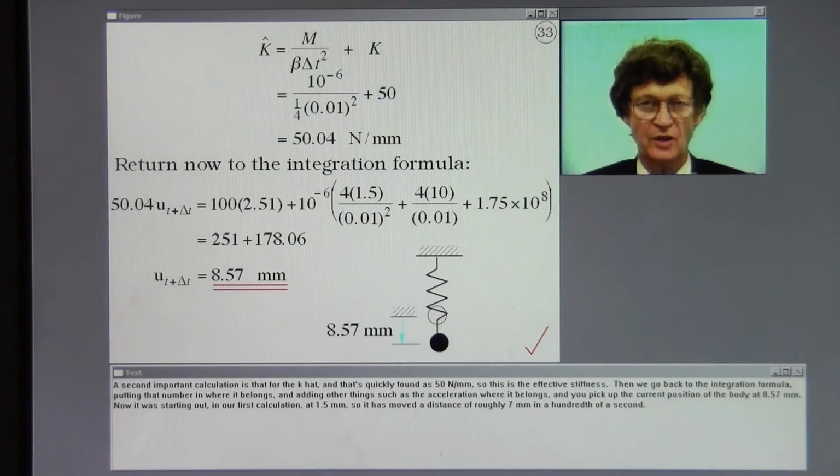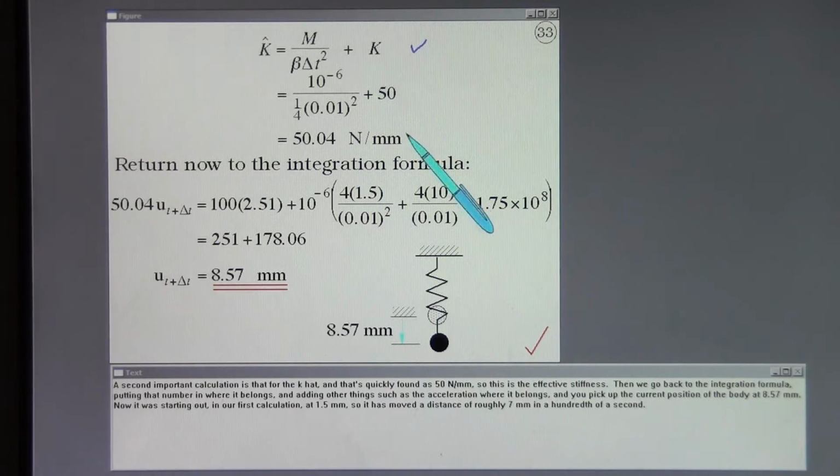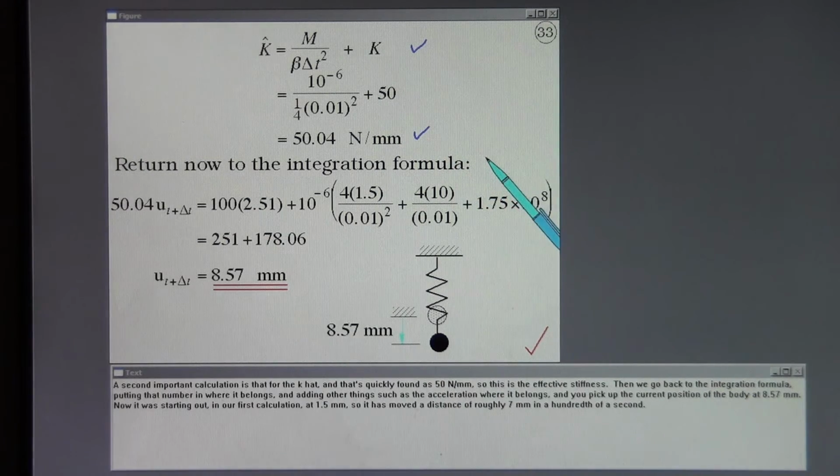A second important calculation is that for the k hat, and that's quickly found as 50 newtons per millimeter. This is the effective stiffness. Then we go back to the integration formula, putting that number in where it belongs, and adding other things such as that acceleration, and you pick up the current position of the body at 8.57 millimeters. It was starting out in our first calculation at 1.5 millimeters, so it has moved a distance of roughly 7 millimeters in a hundredth of a second.